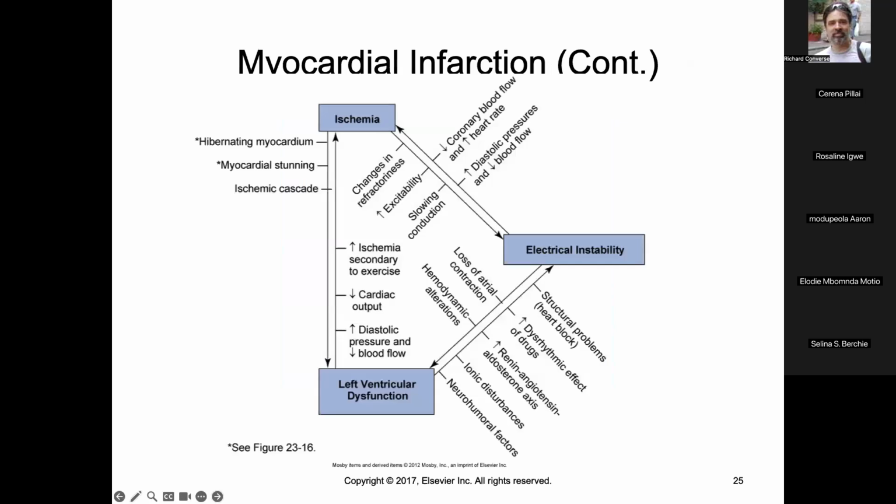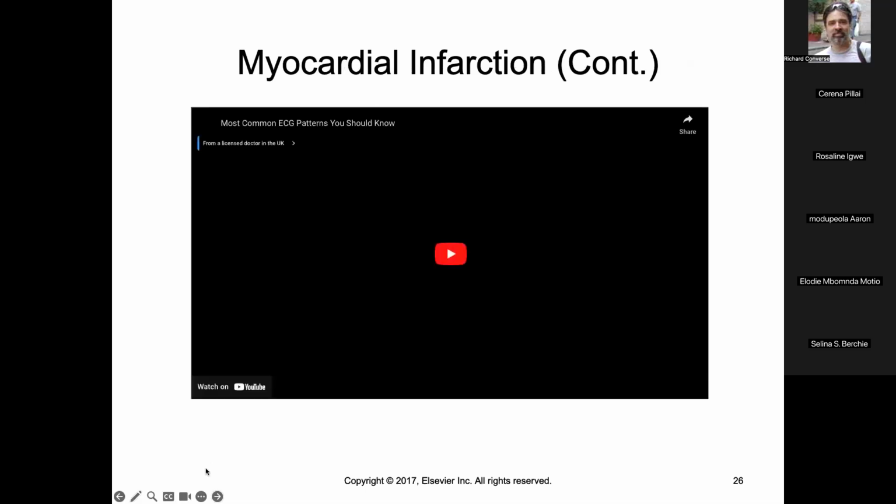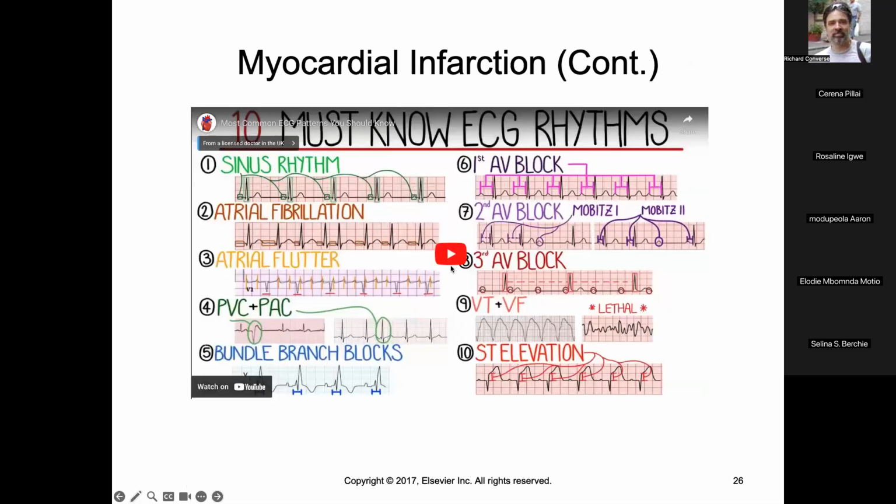So you can see here the triad that leads to this, right? Ischemia, left ventricular dysfunction, electrical instability. Okay. All interrelated, right? Let's take a look at ECG rhythms in a little bit more detail.